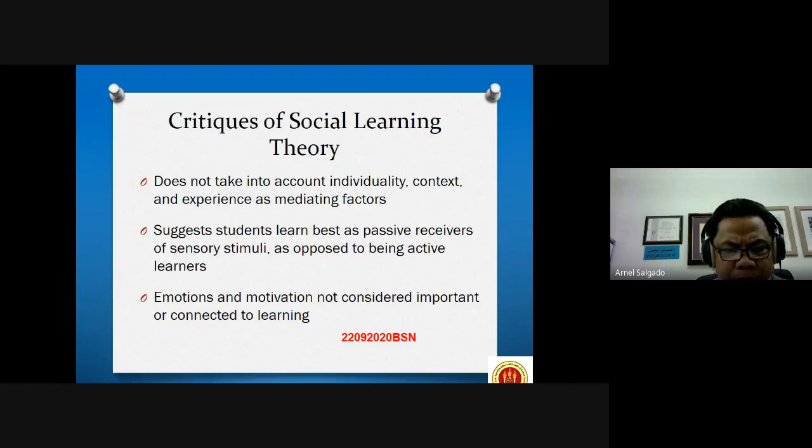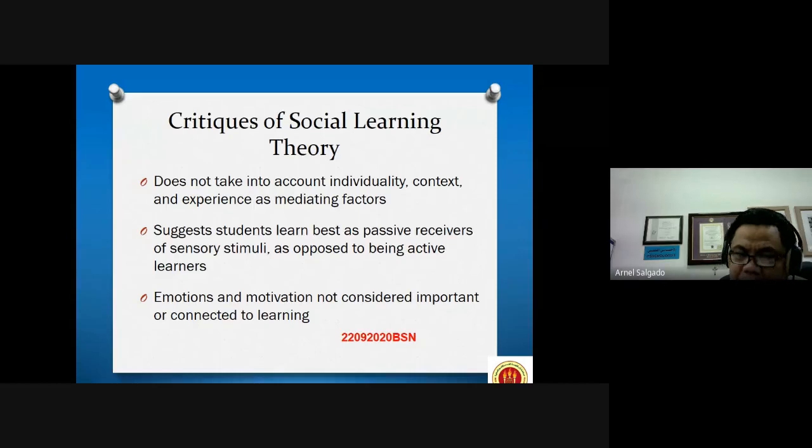So that's one of the problems with SLT. We don't look at the individual student, but we look at the student as a member of the group. We are always looking into the group, no? We do not account also for context and experience, as the experience also will be a mediating factor, no? The SLT suggests students learn best as passive receivers of sensory stimuli as opposed to being active learners, no? You demonstrate, they copy. That's actually the main point.